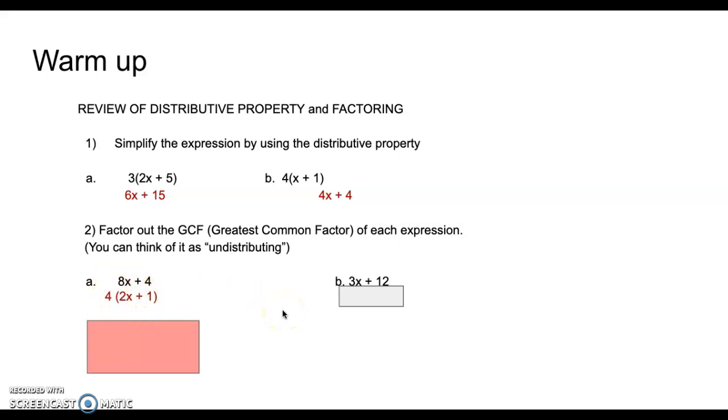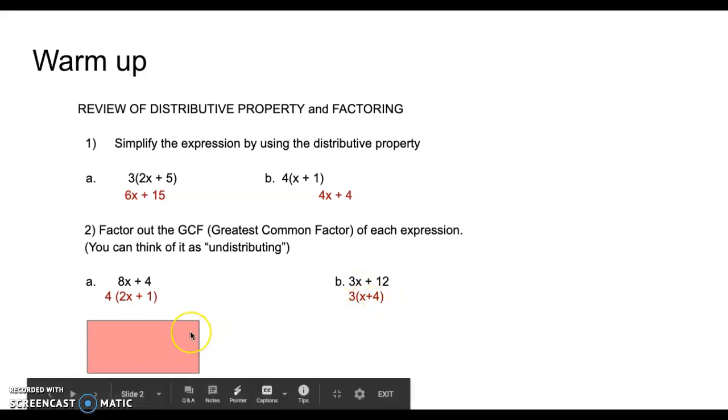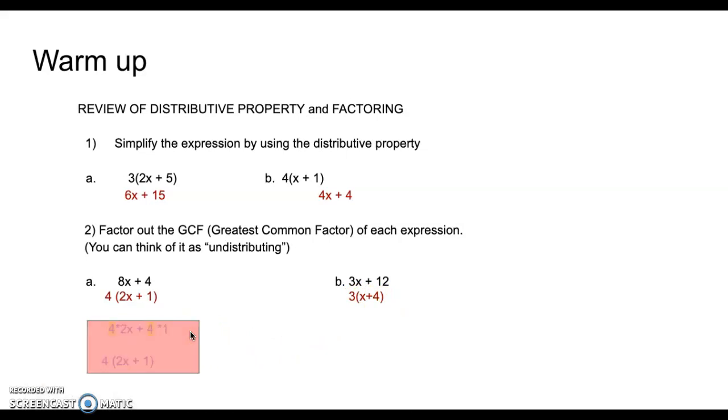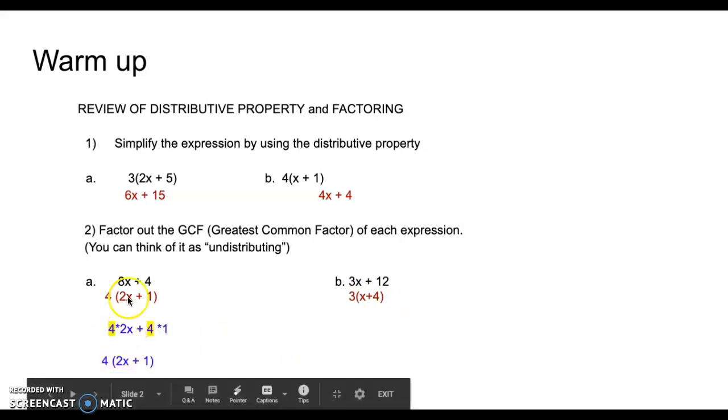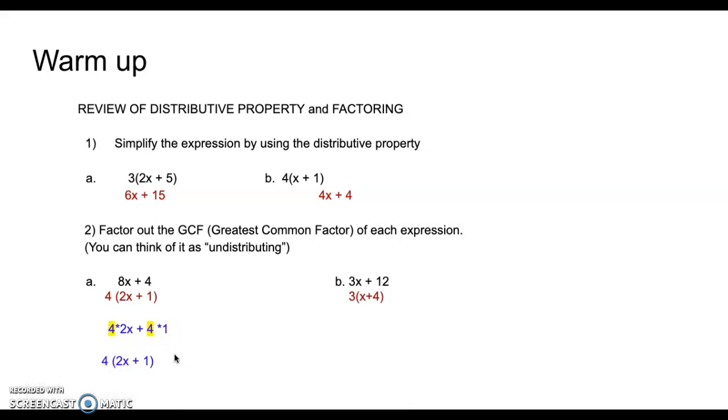The next one, the greatest common factor between 3x and 12 would be 3. Sure enough, you pull out the 3 and you're left with x plus 4. Another way of thinking about the first one, I just want to show you, is basically 8x is 4 times 2x and 4 is 4 times 1. So if you pull out that common factor of 4, you're left with 2x plus 1. And this type of thing is going to come into play, or has come into play, in lessons 14 and 15.